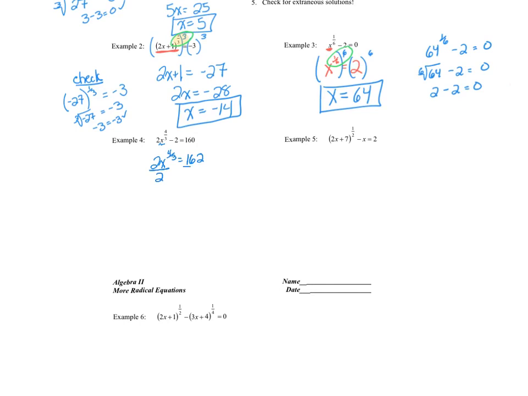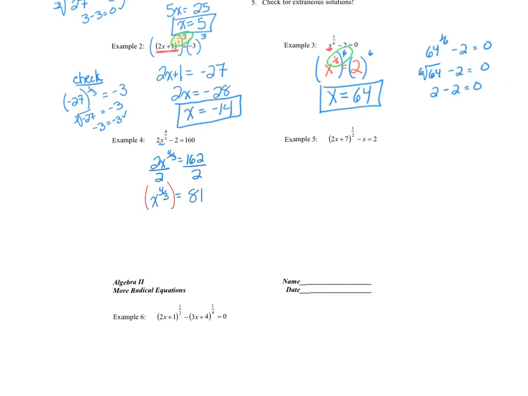And then divide by the 2 in front of the x. Notice it's just the x that's being raised to the 4/3, not the 2 as well. So that's why we can divide that 2 over. So we get x to the 4/3 is equal to 81. Now think of what I was talking about in example 2 and example 3: when you have a fractional exponent, to cancel it out, you raise both sides to the reciprocal power. So think about, what can I multiply 4/3 by to get it to equal 1?